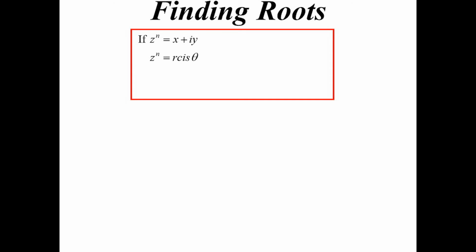Well, this now allows us another way of finding roots, right? Because if we now know z to the power of n is x plus iy, and we want to know what z is, so we want to find the nth root. If I change that to mod arg form, so r cis theta, then the modulus I'll find the nth root of, but now the argument I will divide by n, because we're going back the other way this time. Instead of finding the power, we're finding the root.